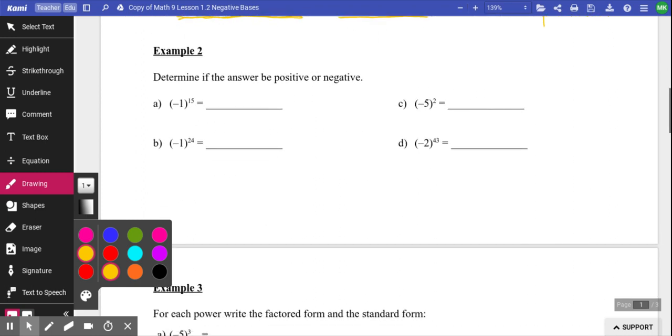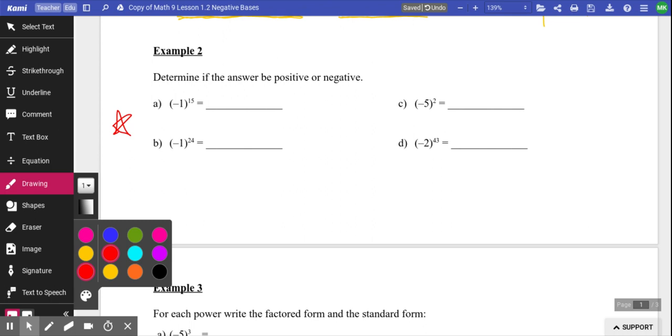Looking at these questions right here, all it wants you to do is write if it's going to be a positive or a negative answer without calculating. You don't need to know the answer. Just will it be positive or will it be negative? That's all they want you to try to do. I'll do the first one, then I'll let you do the other 3.